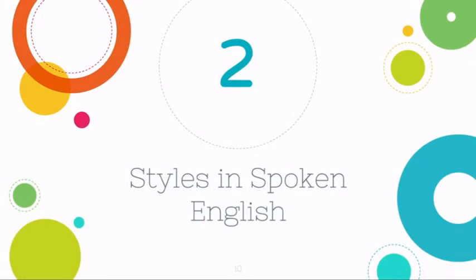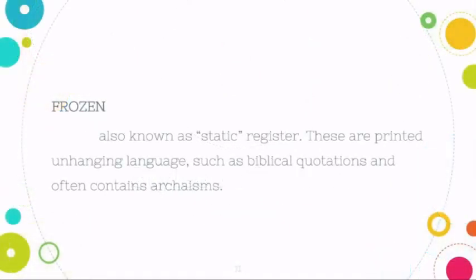Now let's move on to the different styles in spoken English. We actually have 5. Let's start with the most far off in the level of relationship. So, frozen. Frozen is also known as static register. These are printed, unchanging language such as biblical quotations, and often contain archaisms. Again, that's unchanging, not unhanging. It has been like that since time immemorial. If ever it changes, it's very minimal.